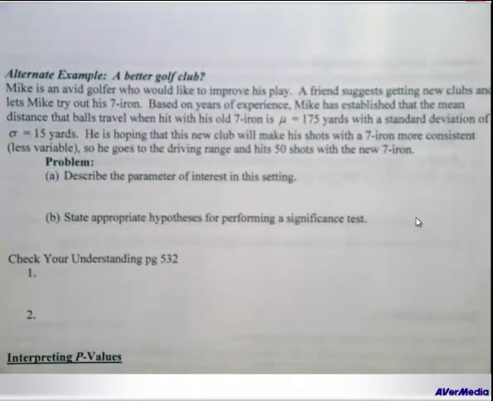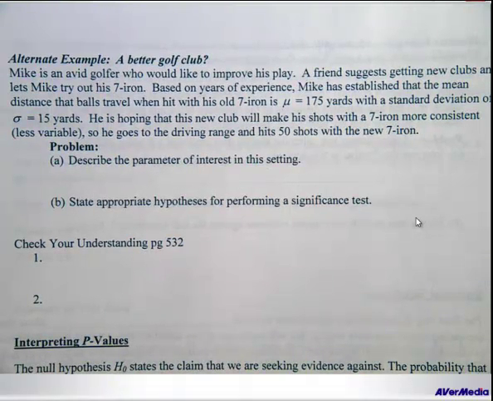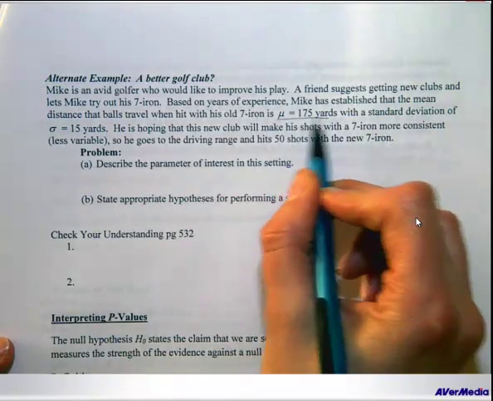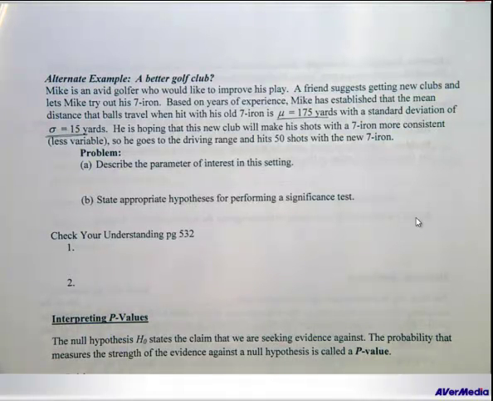We're going to do an example with this. It says, Mike is an avid golfer who would like to improve his play. A friend suggests getting new clubs and lets Mike try out his 7-iron. Based on years of experience, Mike has established that the mean distance that a ball travels when hit with his old 7-iron is mu equals 175 yards with a standard deviation of sigma equals 15 yards.